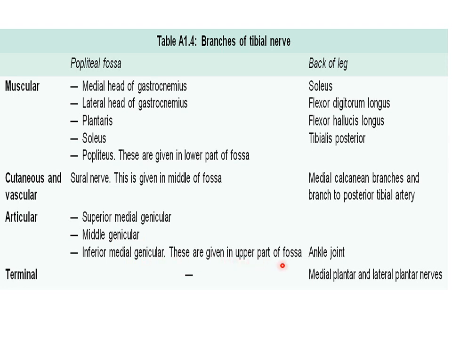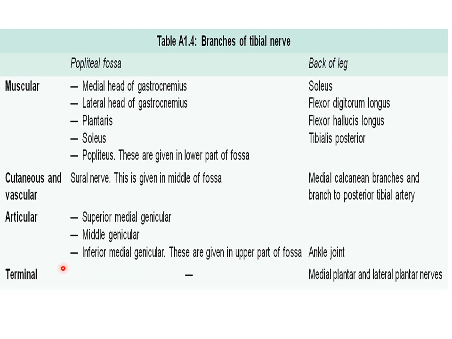So these are given in the upper part of the fossa, and it also gives articular branches to the ankle joint. Okay, so these are the branches given to the knee joint, genicular. They are 3 in number: the superior medial genicular nerve, middle genicular nerve, then inferior medial genicular nerve. These nerves accompany the arteries of the same name. And in the back of the leg, there is one articular branch to the ankle joint.